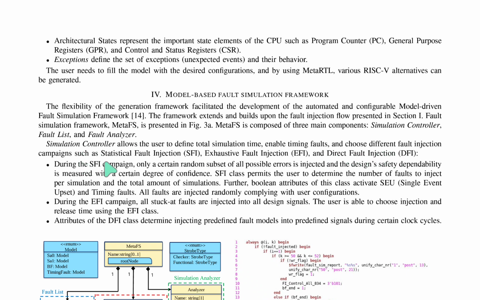During the SFI campaign, only a certain random subset of all possible errors is injected. The design safety dependability is measured with a certain degree of confidence. The SFI class permits the user to determine the number of faults injected per simulation and the total amount of simulations. Further, Boolean attributes of this class activate the SEU, single event upset, and timing faults. All faults are injected randomly combined with the user configuration.